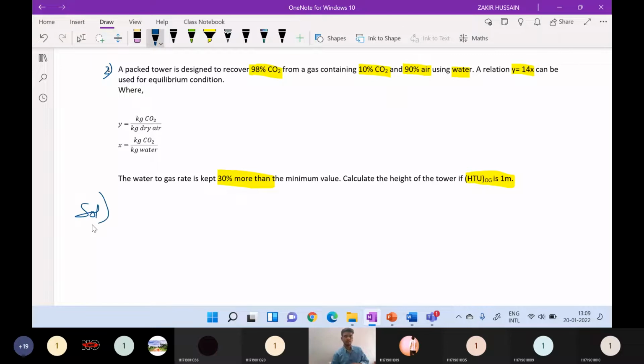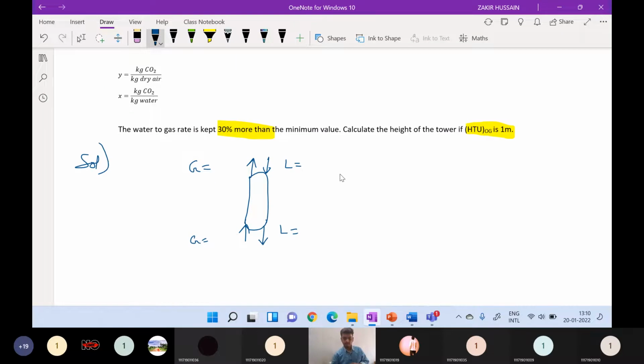So solution for this one is, whenever you are seeing the problem, first you have to draw this. There will be one gas inlet and gas outlet, and one liquid inlet and one liquid outlet. So what is gas flow rate here? Also what is gas flow rate? What is liquid flow rate? What is liquid flow rate?